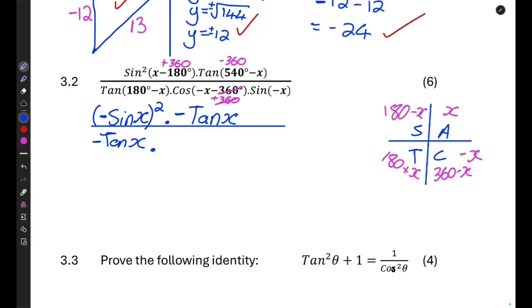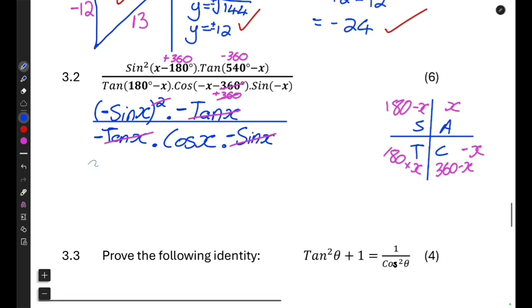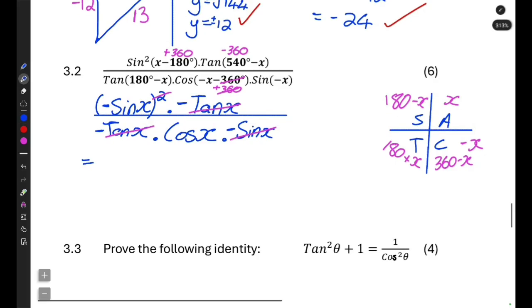Now remember, cos in the fourth quadrant is positive, so I'm just going to write cos x. But sine in the fourth quadrant is negative, so that's going to be minus sine x for that one. Okay, guys, now I can see if I can cancel something, and the tan cancels the tan, and the sine cancels one of the squares. So now I can just check, okay, how many minuses do I have? And I count 1, 2, 3, 4, 5. So remember, this one counts as a double because it was in a bracket squared.